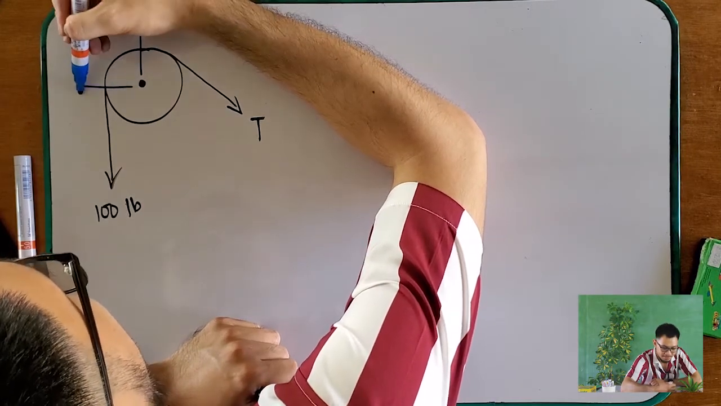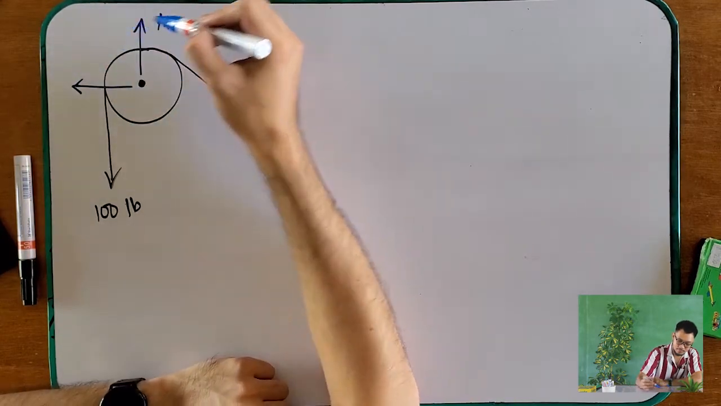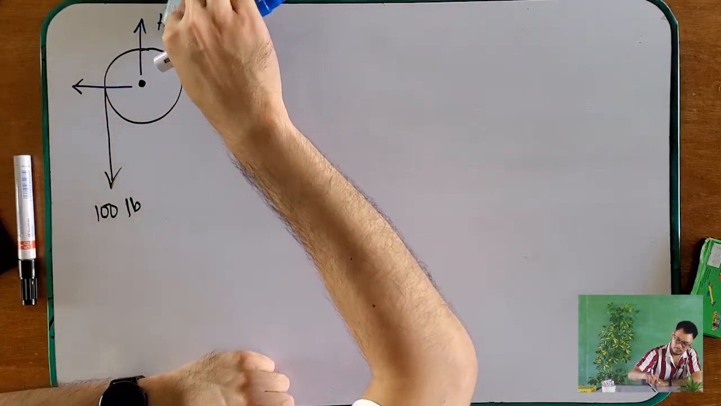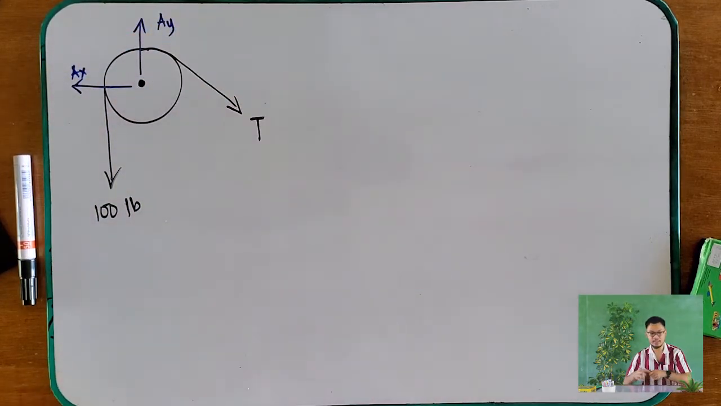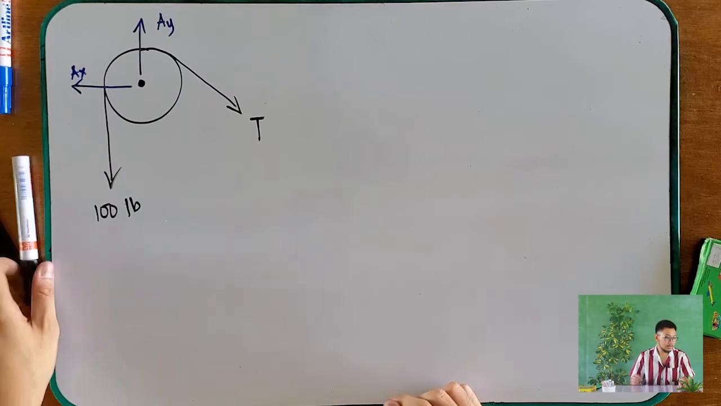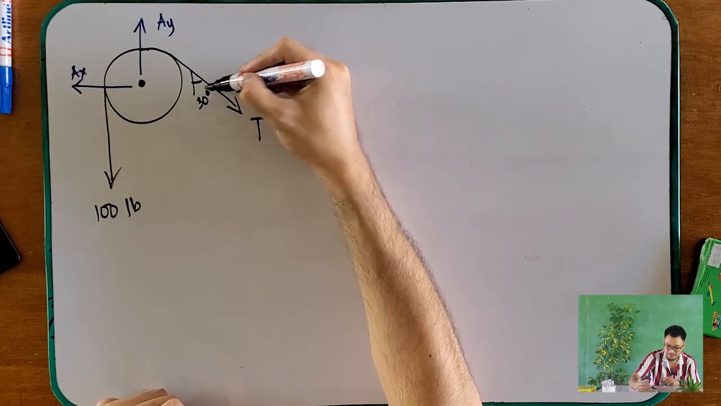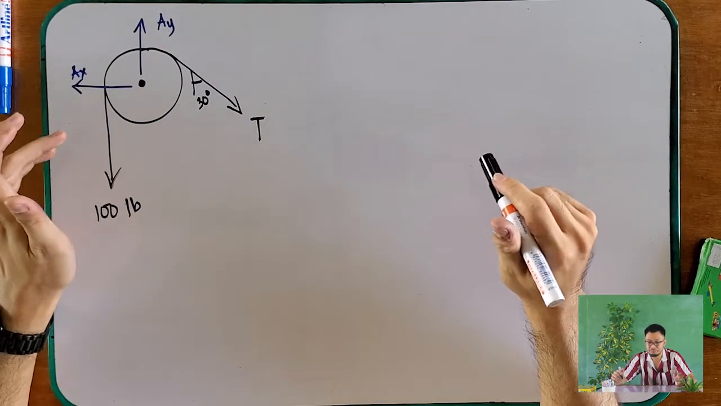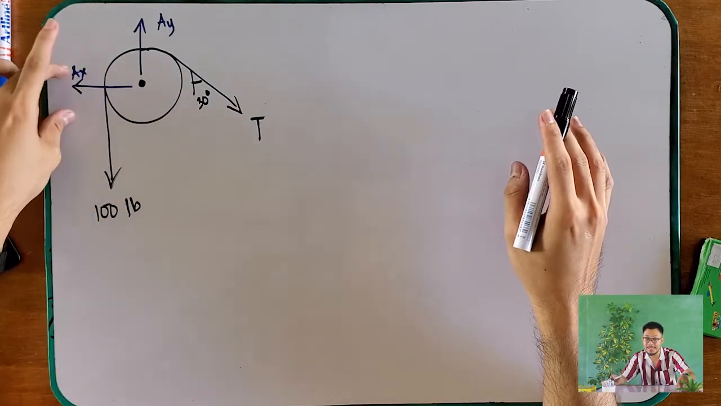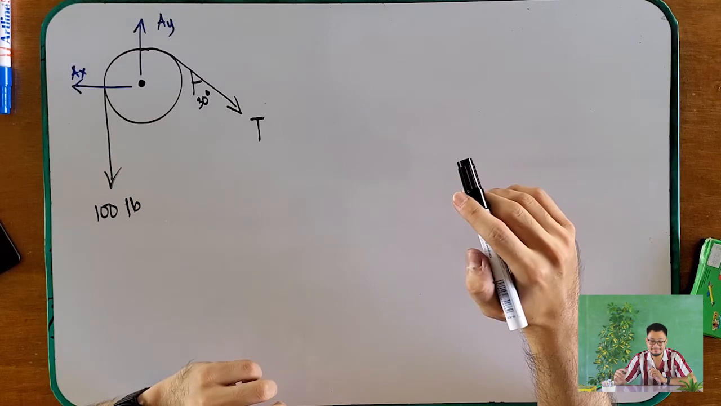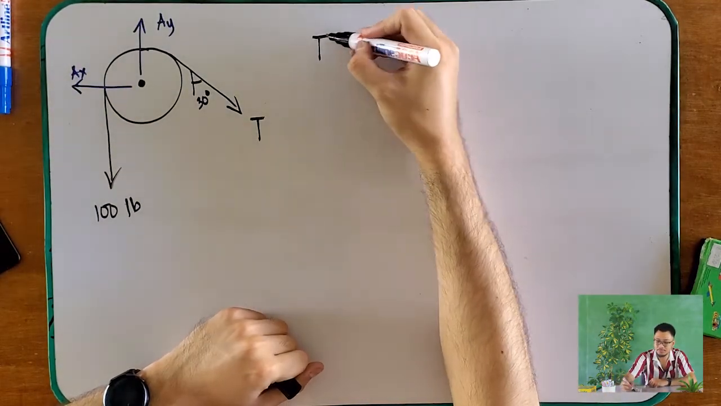And now, this is our free body diagram of our pulley. Okay? And this one is given as 30 degrees. Okay. The goal of this problem is to solve for T and to solve for Ax and Ay. But I think this is very obvious that your T is equal to what?